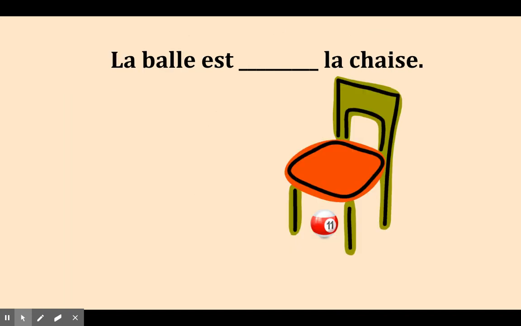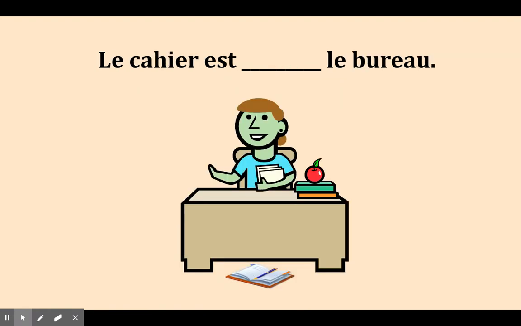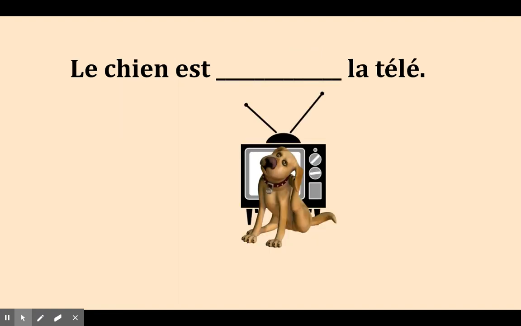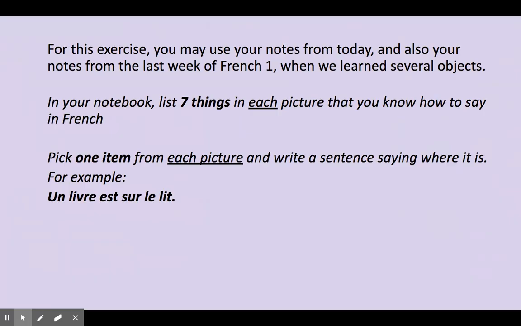La balle est sous la chaise. Le cahier est, you could have two possibilities here. I would say sous, under. You might say in front of if you saw it differently. So, le cahier est sous le bureau, or you could have said le cahier est devant le bureau. Le chien est devant la télé. That is absolutely fantastic.